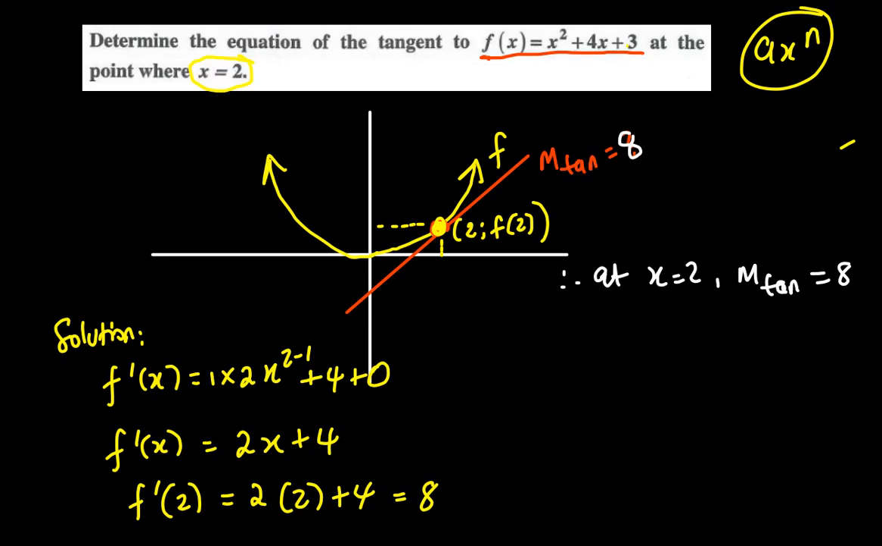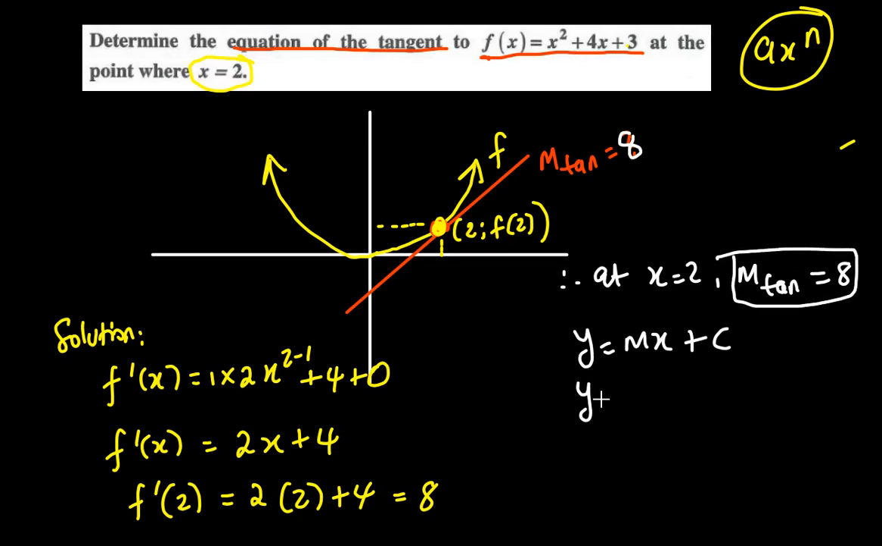How does the gradient of the tangent line help us? Remember, the question said determine the equation of the tangent. Now remember, a tangent is a straight line. It has the equation y is equals to mx plus c. Okay, so now that we know already the gradient of our tangent, we're gonna say y is equals to 8x plus c, because 8 is the gradient of our tangent. What are we left with? Finding c.